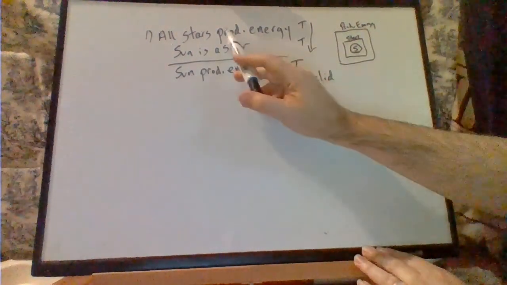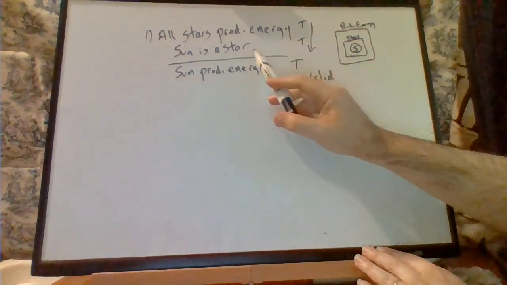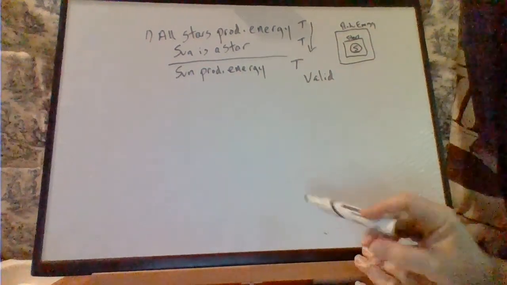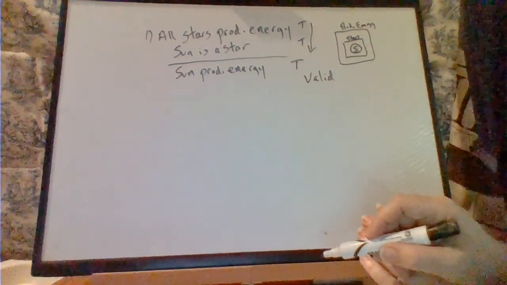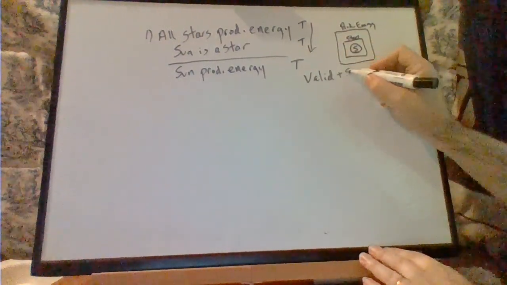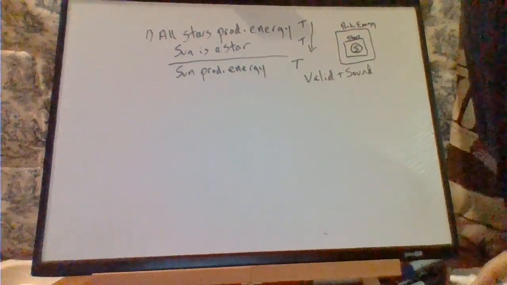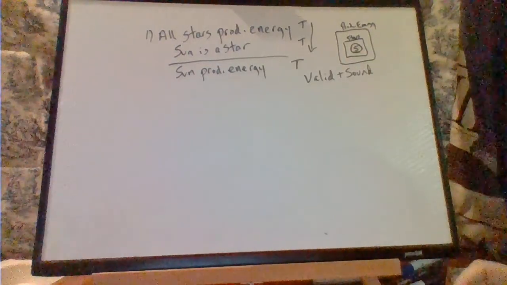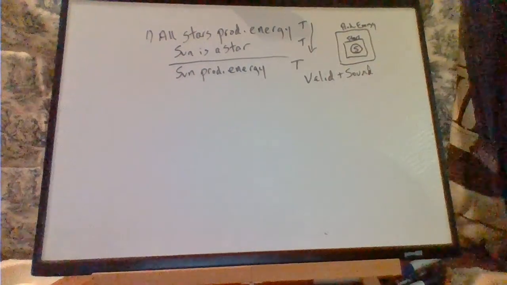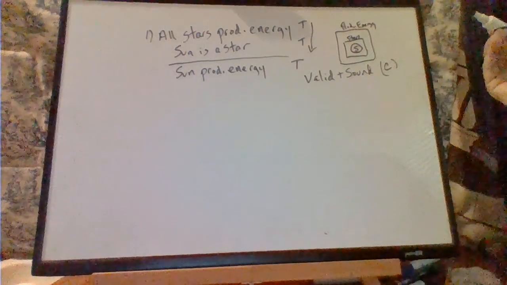Now, all stars produce energy. That is actually true. The sun is a star. That is actually true. The sun produces energy. That is actually true. So we have an argument here where it is valid. All the statements are true, which means we have an argument that is valid and sound. Now in the book, it just gives you certain options here. And so option C, this is a sound argument, basically, is the way you would respond. Okay.